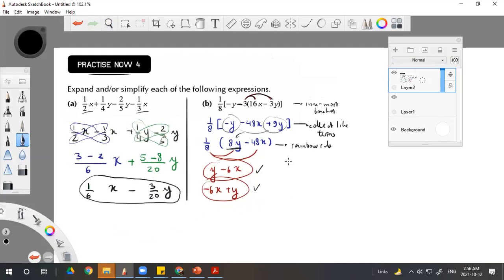So 1/8 times 8y, yeah, can cross this, right? Becomes 1y. See, because if you don't have any sign here, it is multiplication. And 1/8 times -48x will also cross to -6x. That's how you do it. How's it, Kimi?